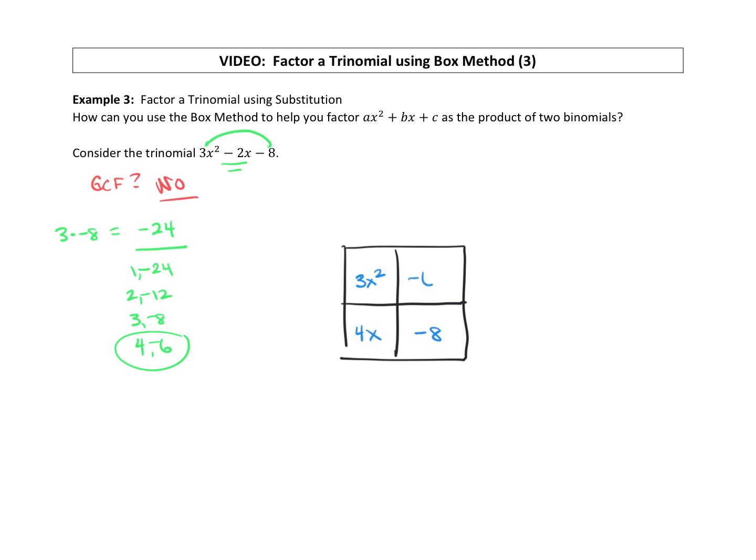So we go over to our box and we put a 4x into one of them and a negative 6x into the other one. Again, you could have switched those around. We would end up with the same answer in the end. So now we're just going to factor GCFs out to the left and up to the top.